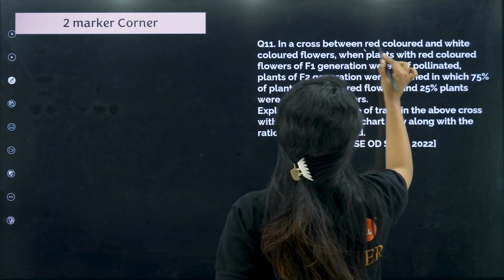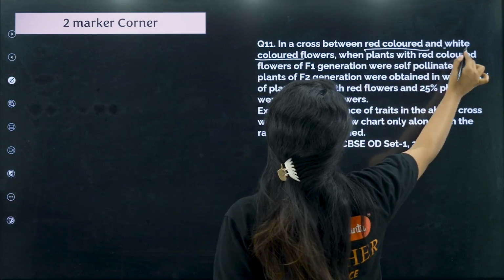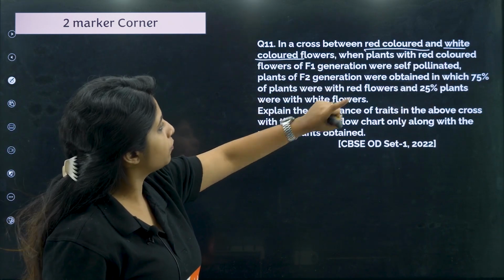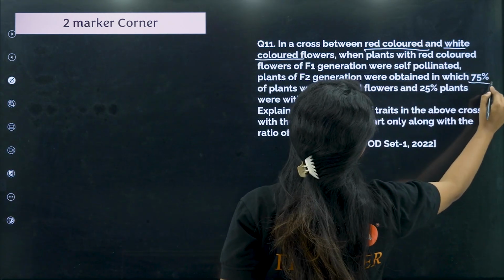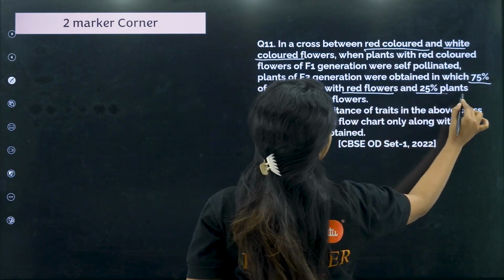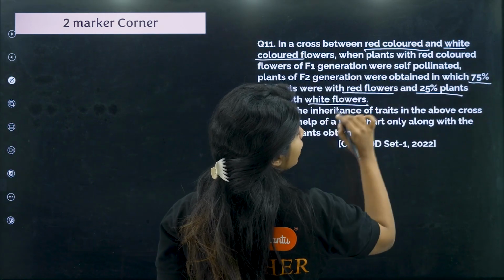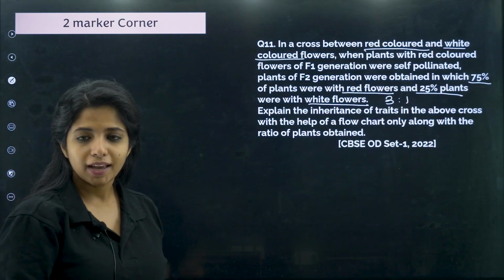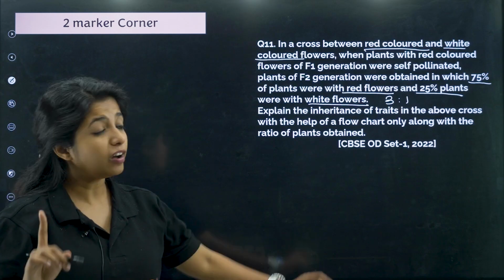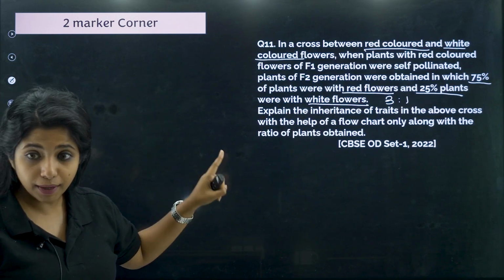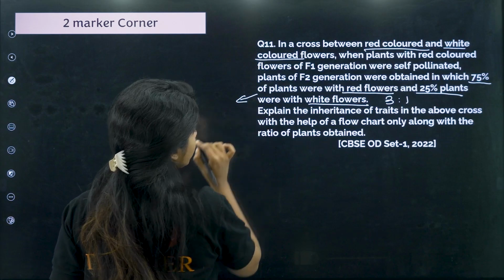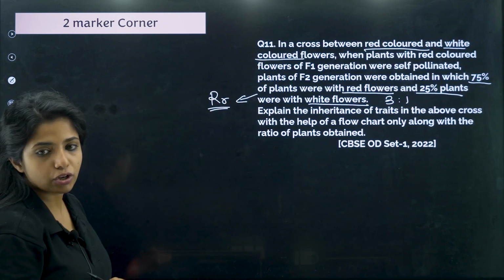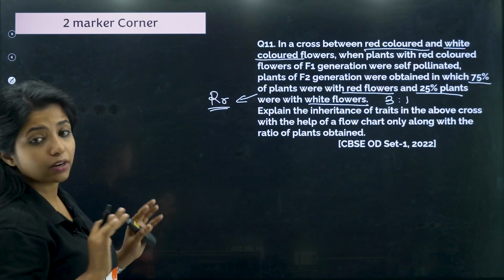So in a cross between red colored flower and white colored flower, you underline it. When the plants with red flowers of F1 generation were self-pollinated, plants of F2 generation were obtained in which 75% of the plants were red and 25% of the plants were white. So 75 and 25 means 3:1 ratio. 75% means 3 and 25% means 1. So it is following 3:1 ratio. That means you will be able to find something like this in the F2 generation. That is what they are trying to say.